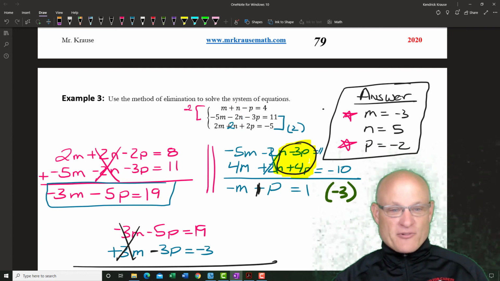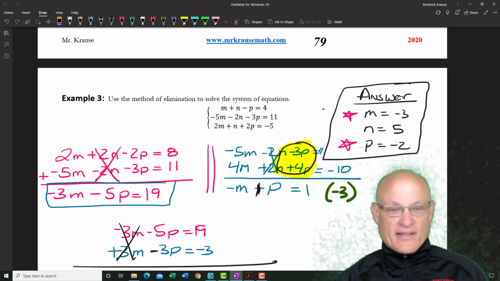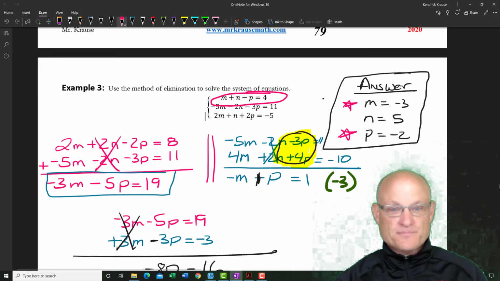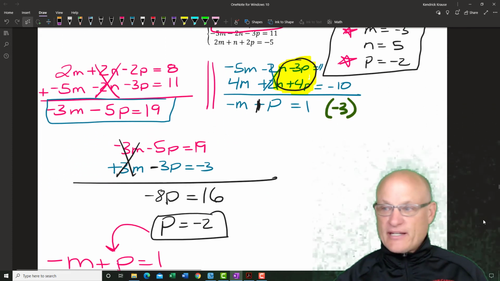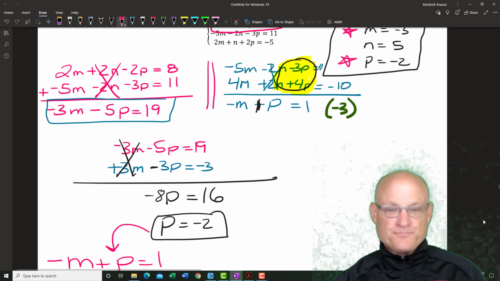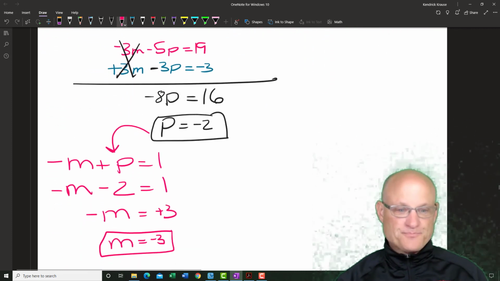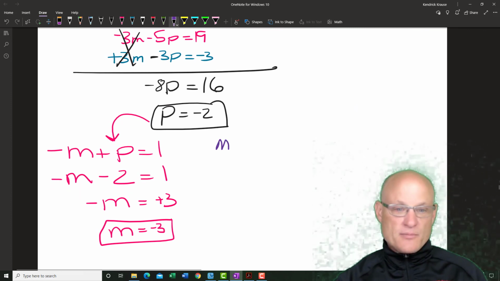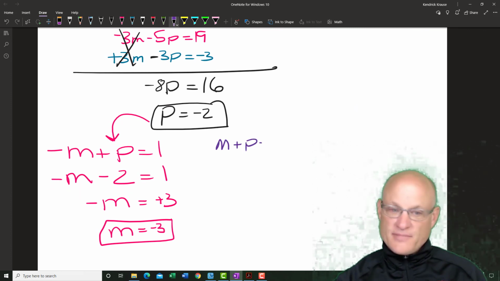And then we go back up and try to find the easiest equation to deal with. I think most of us would agree that's probably the easiest one right there. You got to be careful of that double negative though. So we got m. I'm going to put it down here in purple. M plus p. I already made a mistake.